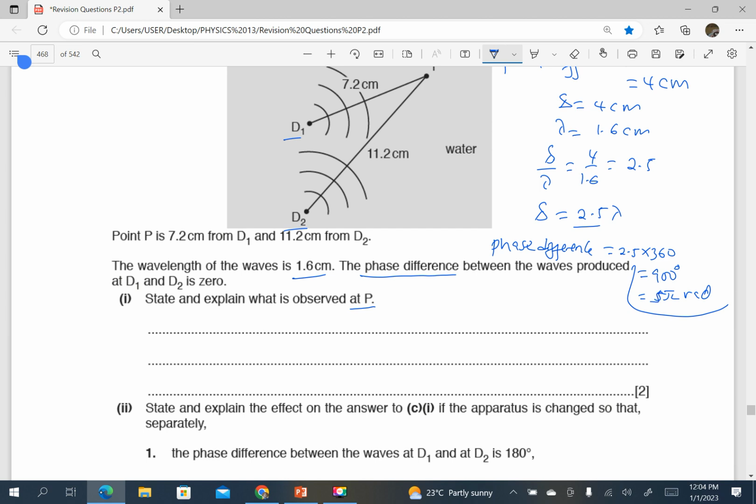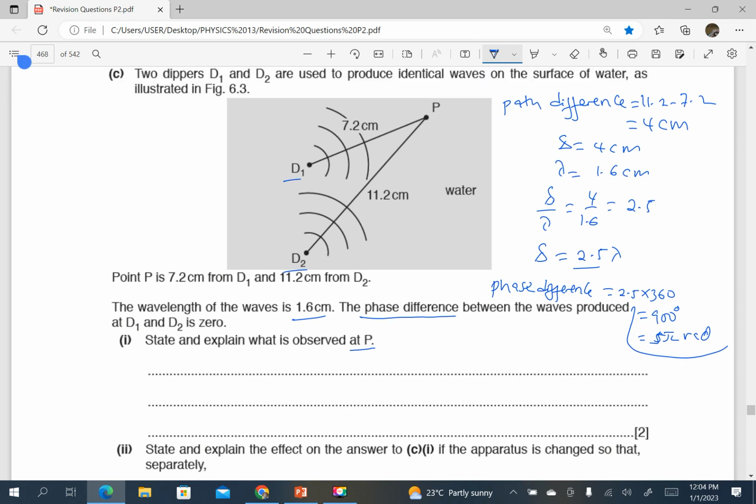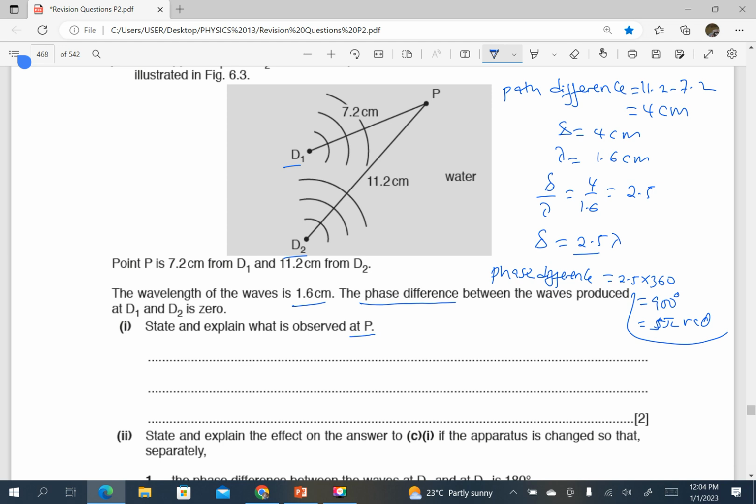So at point P, because destructive interference is occurring, we expect no disturbance of water, we expect no movement of water. Destructive interference has occurred. So no movement of water. Or you can say no disturbance.